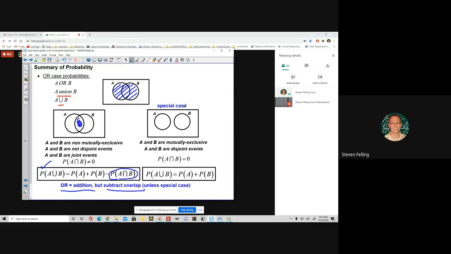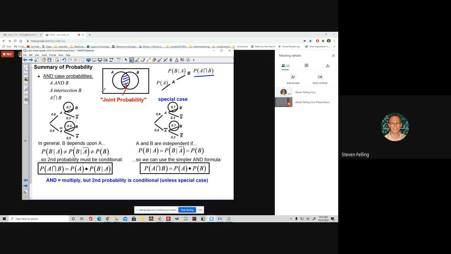The special case for or is called disjoint events, also known as mutually exclusive events, and that's when the probability of A and B occurring together is 0. If that's true, then this term here goes away and we get a simplified version of the OR formula, where it's just add without having to subtract anything.